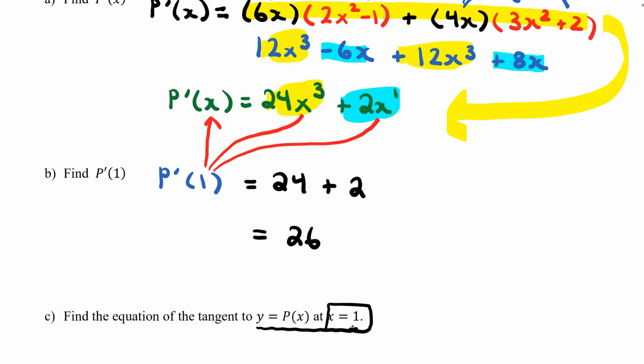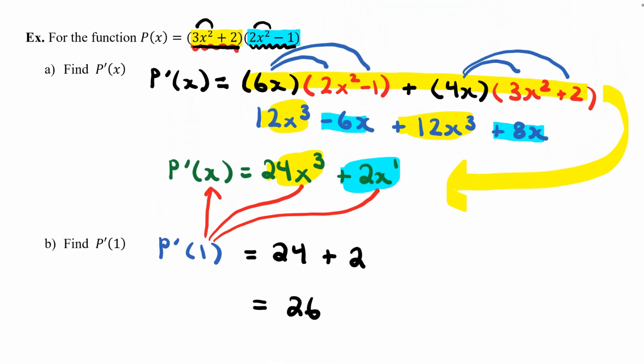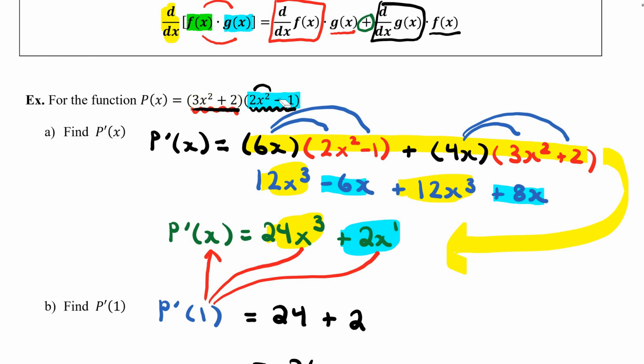So what you could do is go back to the original function here. Let me erase some of this. Let's go ahead and find p of 1. That means you literally plug in a 1 anytime you see an x. So if I calculate this, 1 squared is 1, and 1 times 3 is 3, so 3 plus 2, times, if I plug in 1 there, 1 squared is 1, and 1 times 2 is 2, and 2 minus 1 is 1. So if I multiply that out, I get 3 plus 2, which is 6, and 6 times 1 will be 6. Oh, sorry.